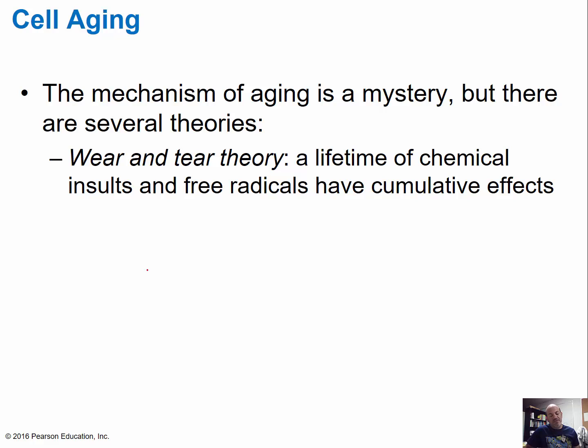And then what about aging? So why do we get old? What happens when you get old? What happens when you age? Some mechanisms have been proposed for how aging occurs. The first is wear and tear theory. This is a theory that says that a lifetime of chemical insults and free radicals have cumulative effects on the cell or on cells.